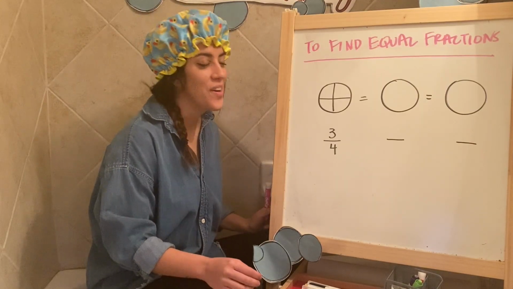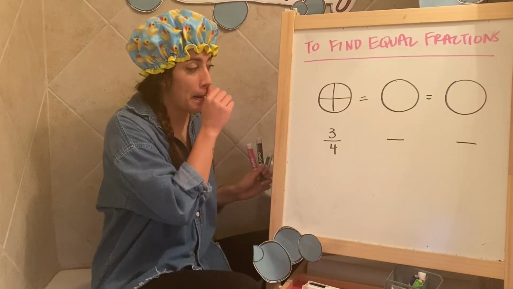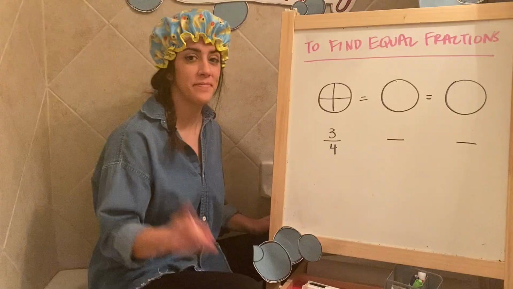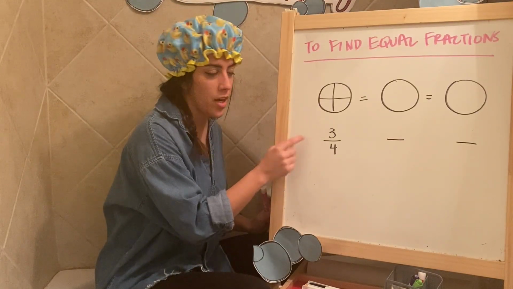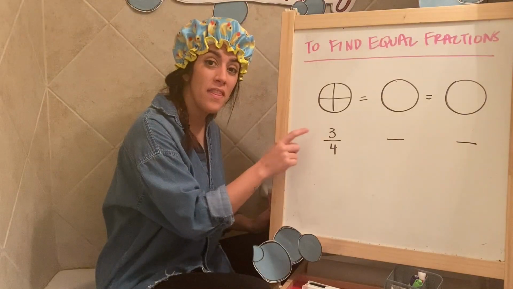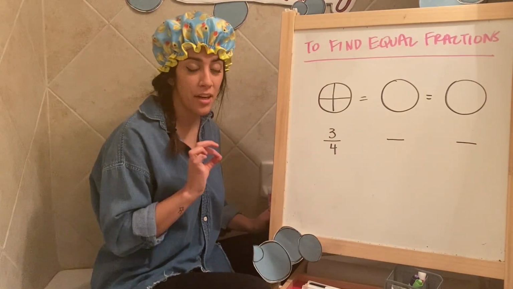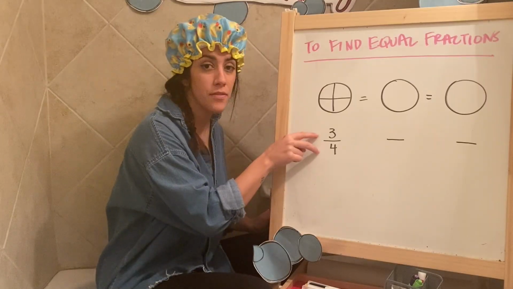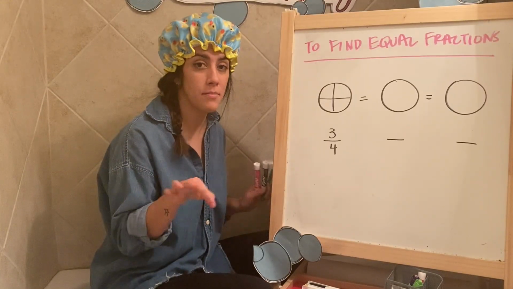Okay, what if you're like, Ms. Diaz, I want to know how to find an equal fraction. How could I do that? This is how. To find equal fractions, you're going to get just any fraction you can think of. To find a fraction that's similar, you multiply, listen carefully, you multiply this fraction by a fraction that is equal to 1. Okay, it doesn't matter what it is.